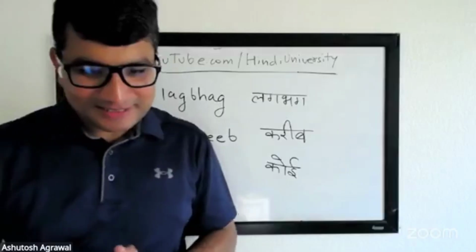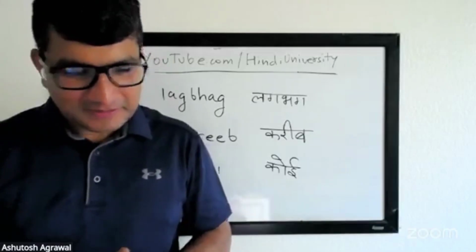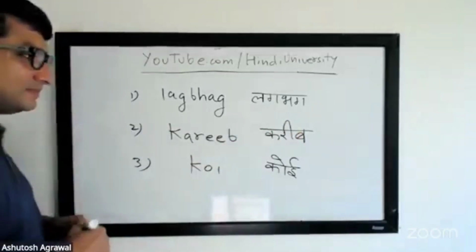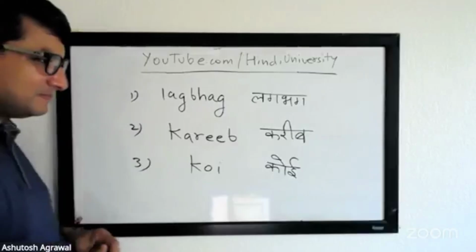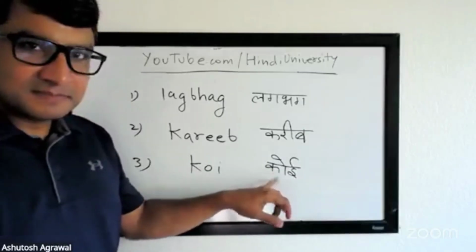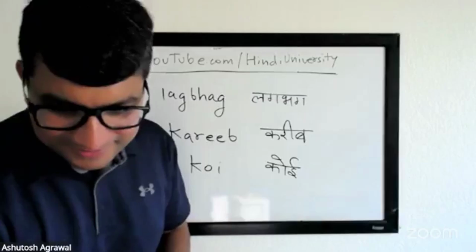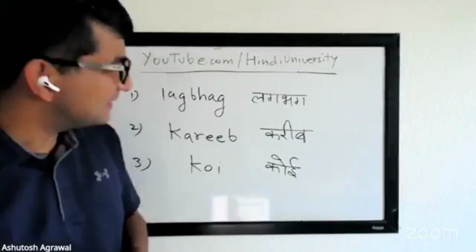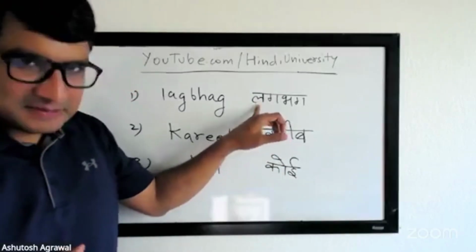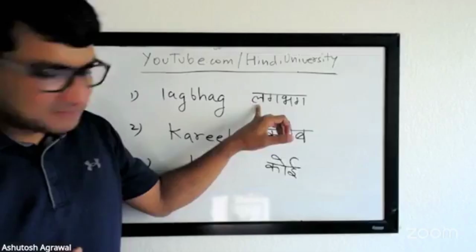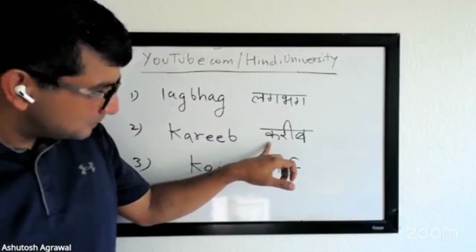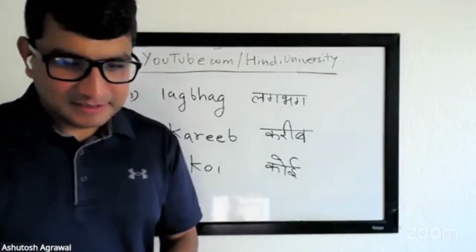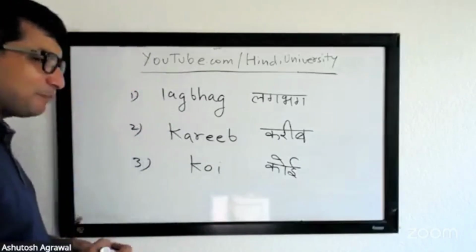Anyone else would like to try? I think, this is Christine, I think lagbhag is like approximately, karib is like almost, like up to that number, and koi is like any number near that. Okay. Right, I'll take one more. Anyone would like to try? Ashutosh, I think lagbhag means more or less. That's the physical expression. So it's, I think, less precise. Karib actually, I think, is a little bit more precise and formal. It is. Okay. And koi? Koi means any, some. Koi, any, some. Okay. Very good, right?